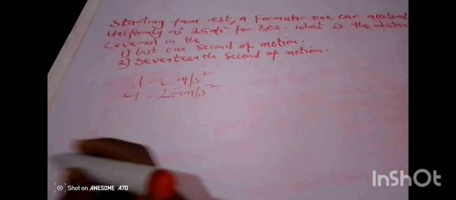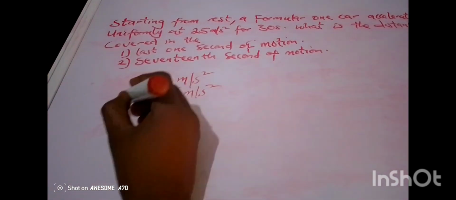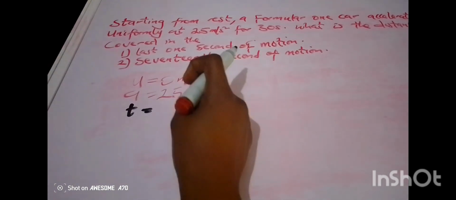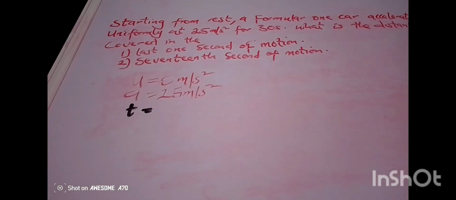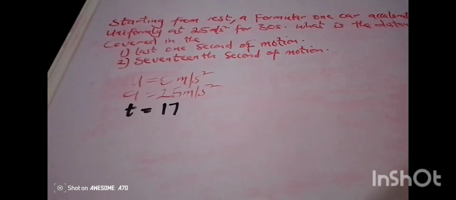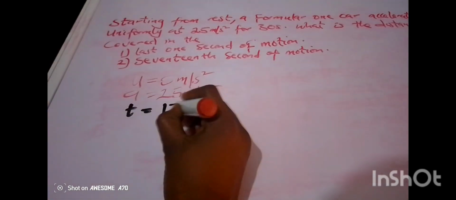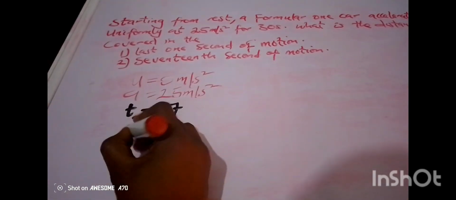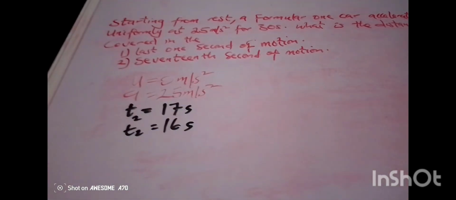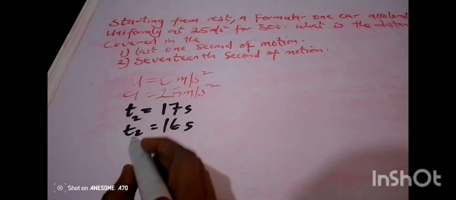So let's look at our time. Because we are looking for the distance covered in the last 17 seconds, our time now is going to be 17, and we look for the distance covered for 17 seconds as our t2, and we are going to look for the distance covered for 16 seconds. The difference between the distance covered for 17 seconds minus the distance covered for 16 seconds is going to give us the distance covered in the 17th second. So let's quickly look for that now.